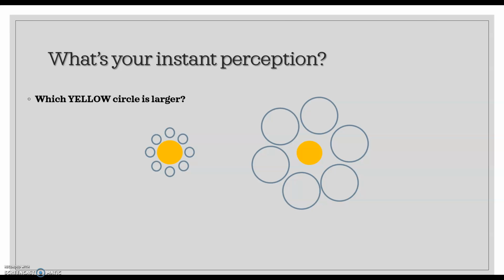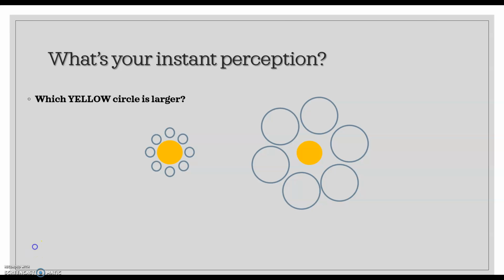A lot of people are studying conscious experiences for several years. Cognitive neuroscientists have been working on this topic for several years. We can find a lot of examples on illusions. Here is one such example. What's your instant perception when you see this picture? Which yellow circle is larger? The left side one or the right side?